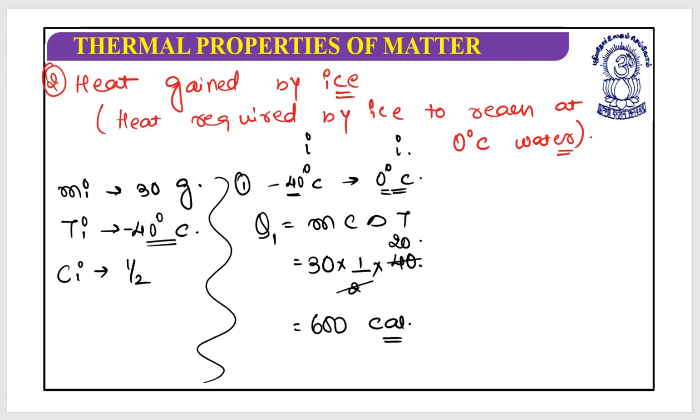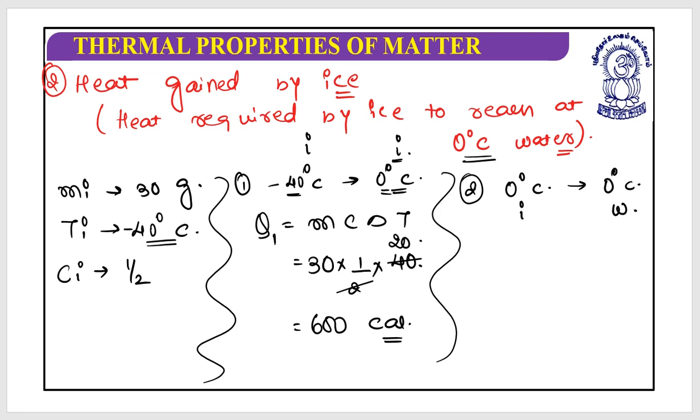And this is just the one task. But here it's 0 degrees Celsius ice, and what I want is 0 degrees Celsius water. So it's a second task. At 0 degrees Celsius ice, you need to convert it at 0 degrees Celsius, but now it should be water. So look at this: temperature remains the same, but state is going to change. And when the state is going to change, Q2 = m into L will play its role.